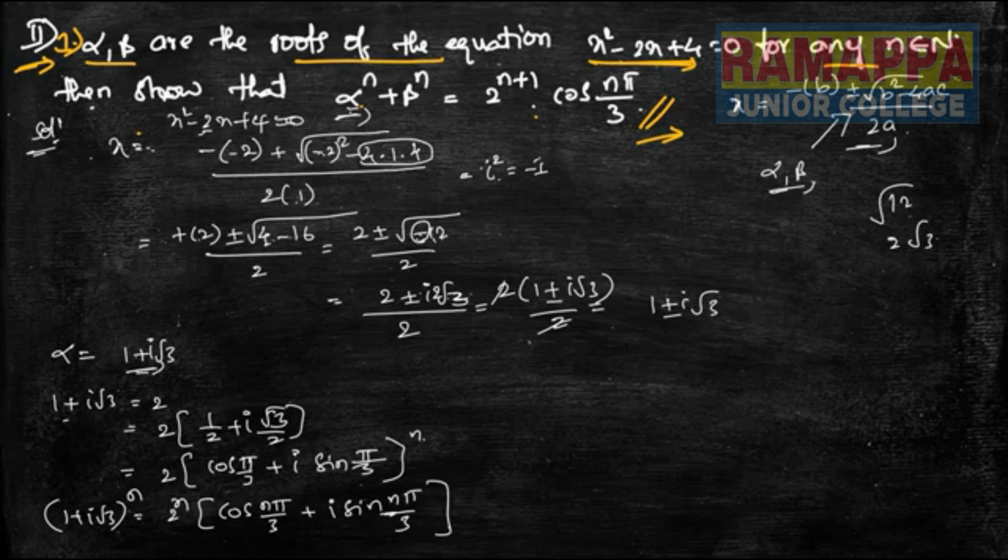Now here beta is equal to, also the same, we will take beta is equal to 1 minus i root 3. So here also the same, the modulus will come as 2 only.